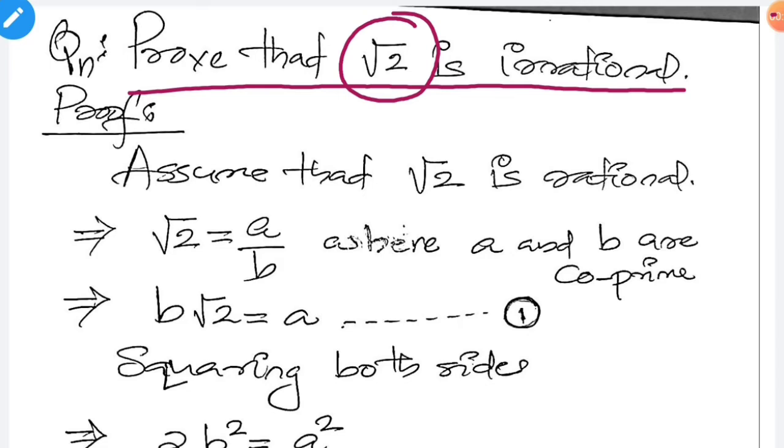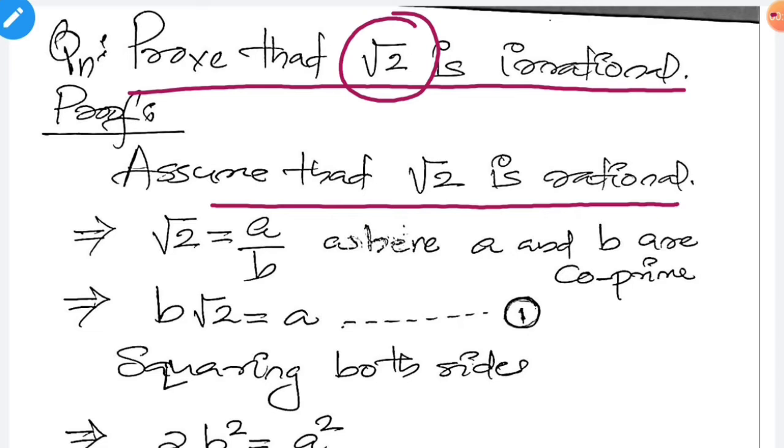What is the method of contradiction? First we will assume its opposite. We need to prove root 2 is irrational, so first we will assume root 2 is rational. That is the method of contradiction.